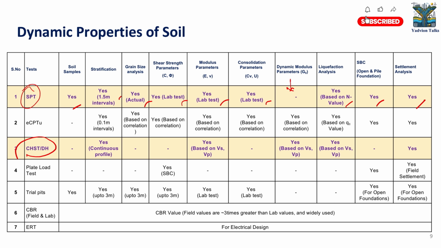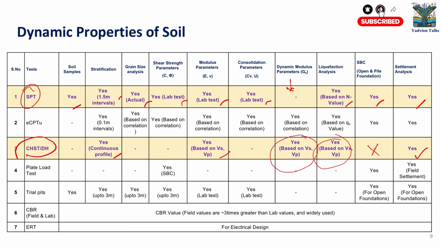Yes, we can get the stratification, and we can calculate the modulus based on Vs and Vp. It is very suitable for the dynamic modulus properties. We can analyze liquefaction based on Vs and Vp, but we cannot calculate the SBC. We can analyze the settlement based on the stiffness of the soil.